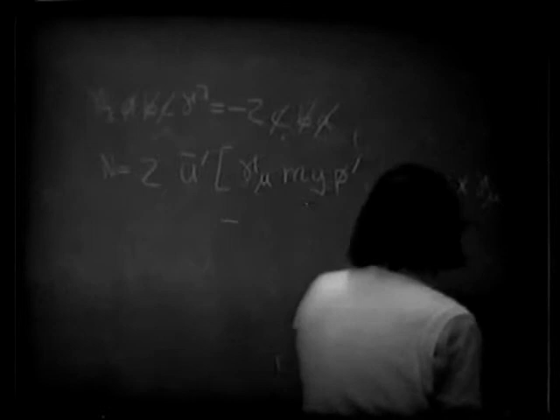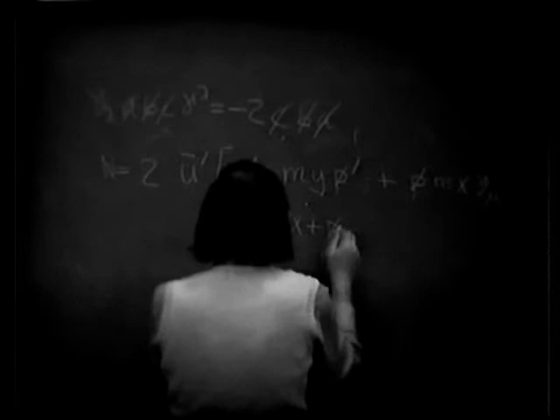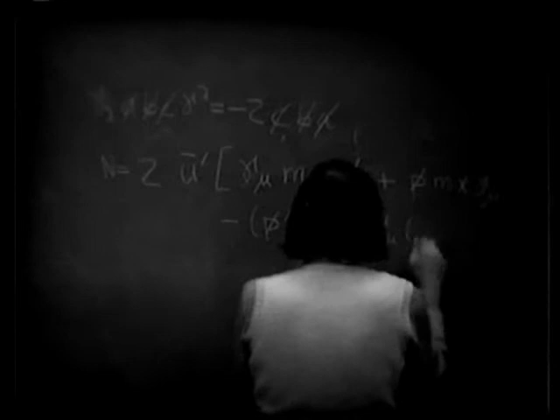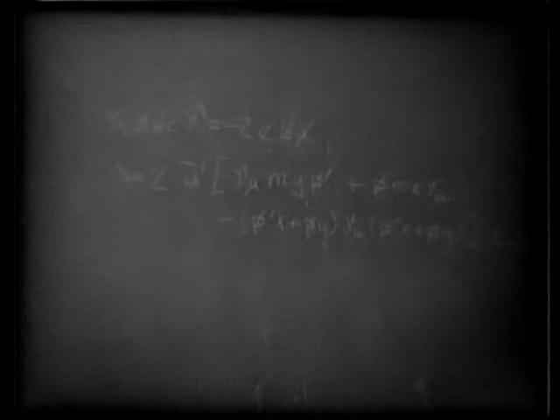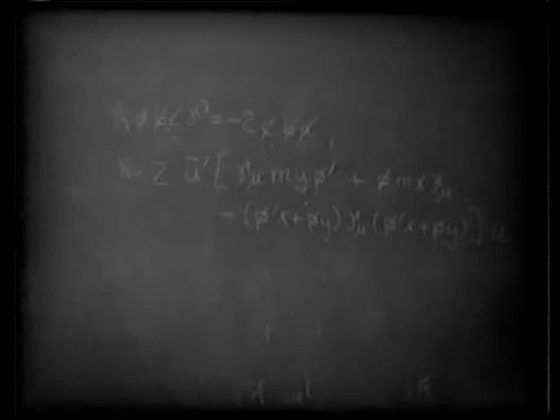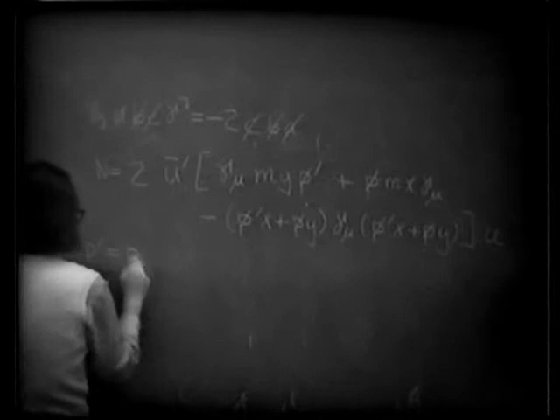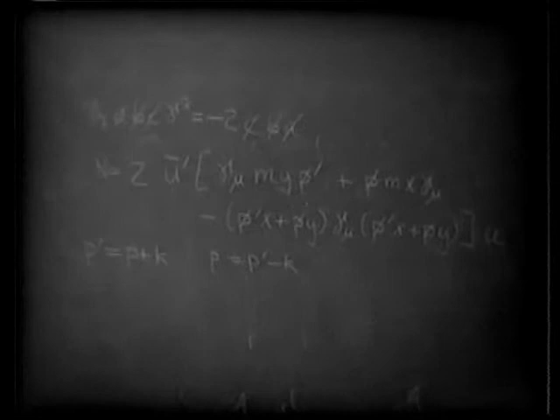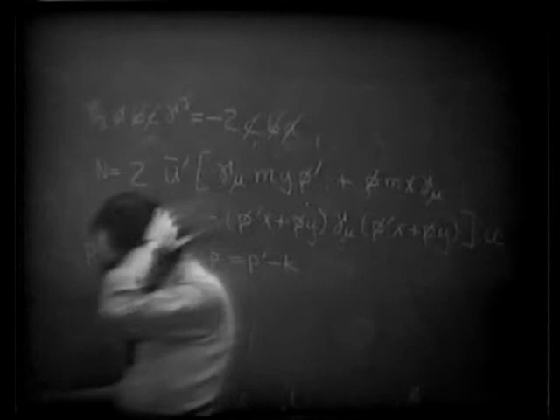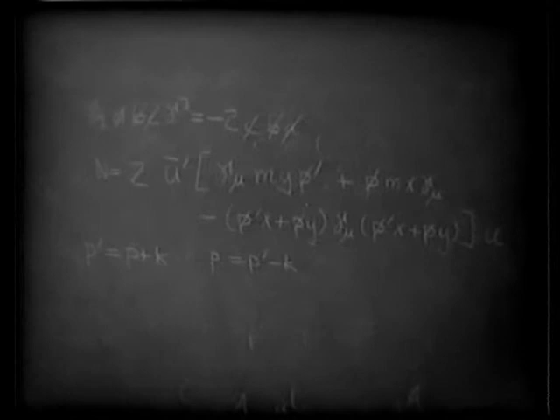Finally, the last term, I use my little wonder identity up here, so that gives me a minus sign, and I have, changing the order doesn't do a damn thing, p prime slash x plus p slash y, gamma mu, still in the middle, p prime slash x plus p slash y, and finally, a u. Now, I will use the fact that I've got a lot of things on the wrong side, and I won't bother to commute them. I'll use the fact that p prime equals p plus k, p equals p prime minus k, to turn the p primes over on the right into p's, and the p's on the left into p primes, leaving me with k's still floating around the right or left. But that's fine, as you'll see.